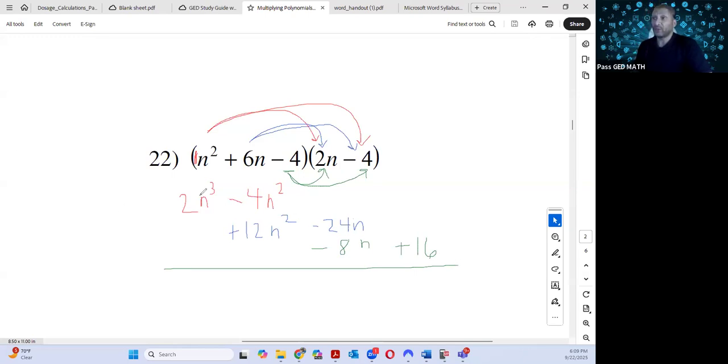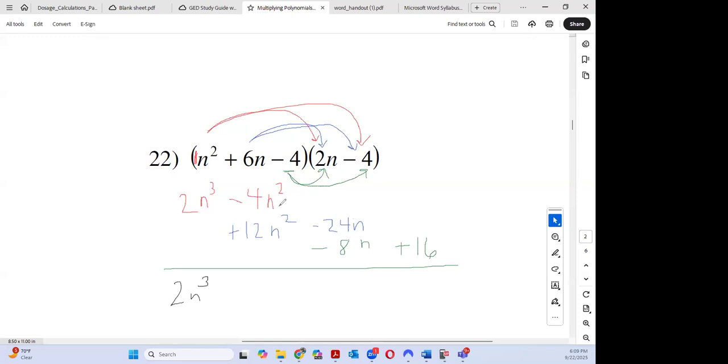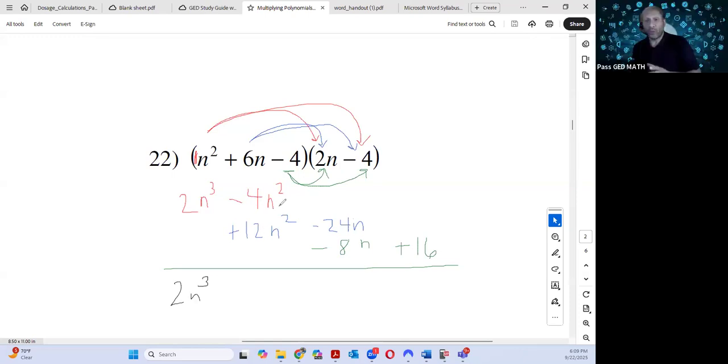So now we're going to bring down the 2n to the third. Now, because they are like terms, we need to combine the coefficients. What's 12 minus 4?